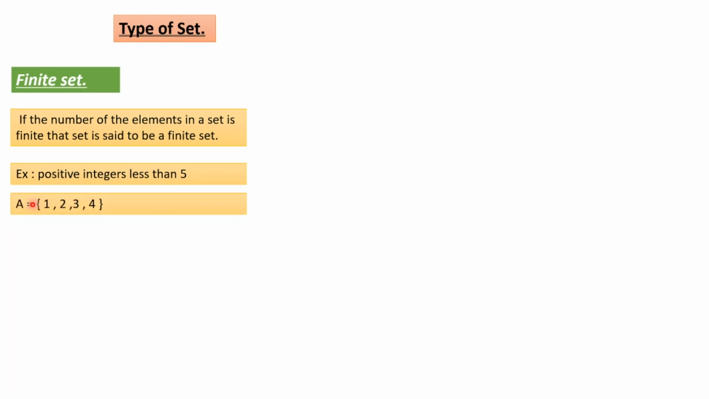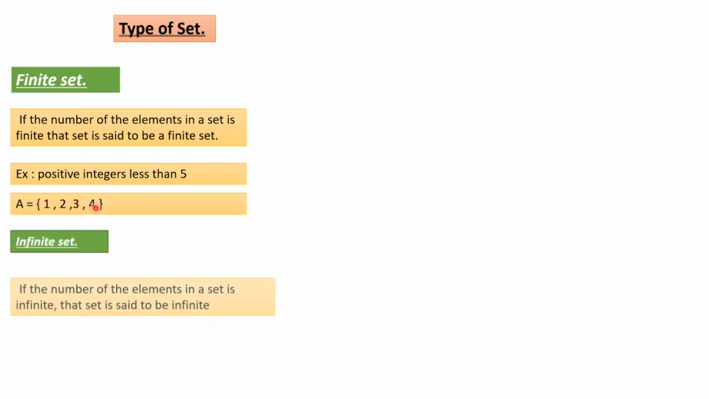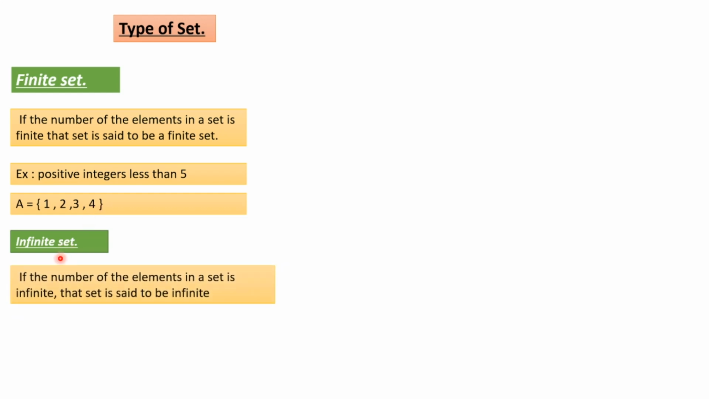So look at this one, A equals {1, 2, 3, 4}. You can directly count the number of elements. Infinite set: if the number of the elements in a set is infinite, the set is said to be infinite. That means if you can't count how many elements are there, that is called infinite. If I ask you to write the positive integers, it is endless. You can't end. So you don't know the exact amount of positive integers, but you can write positive integers, but it is an infinite set.